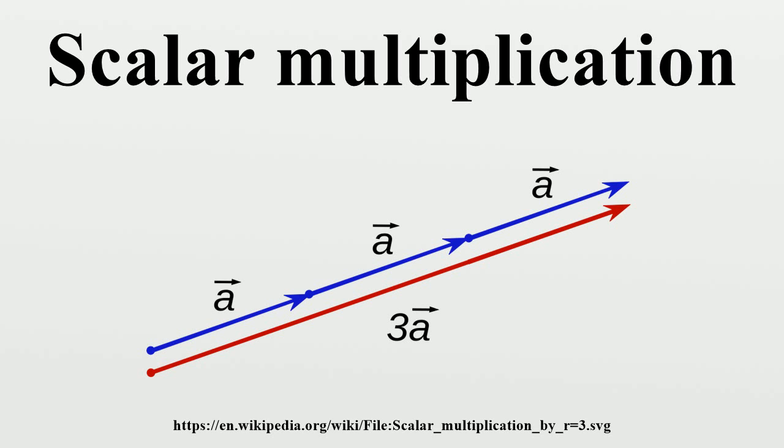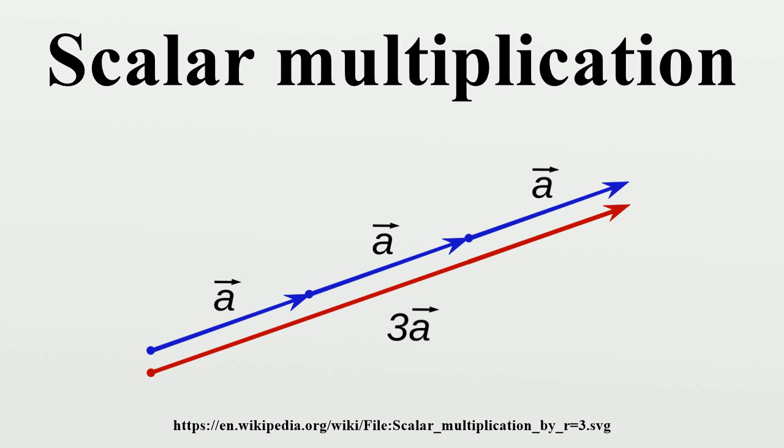Scalar multiplication is the multiplication of a vector by a scalar, and must be distinguished from the inner product of two vectors. Definition. In general, if K is a field and V is a vector space over K, then scalar multiplication is a function from K times V to V. The result of applying this function to c in K and v in V is denoted cv.